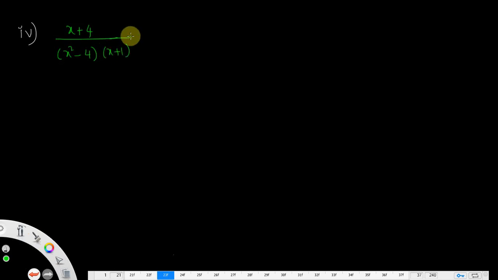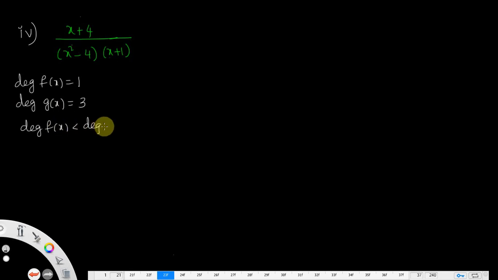Check whether it is proper or improper by checking the degree of the given expression. DEG means degree of the expression, taking the LHS part. So degree of f of x is nothing but 1, because x has the power 1. And degree of g of x, we have to write all those in the examination, here x square into x is nothing but 3. Therefore, degree of f of x is lesser than degree of g of x, so it is a proper fraction.